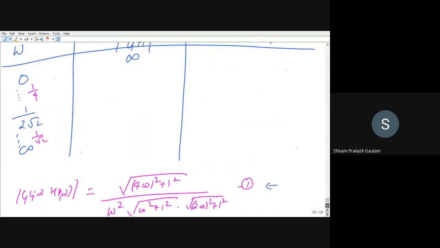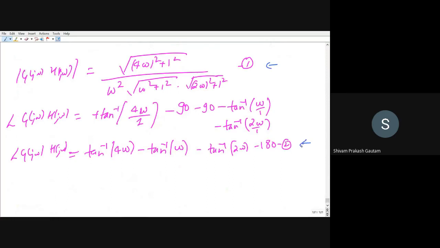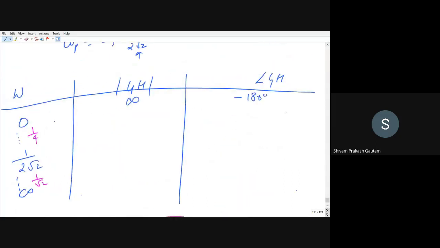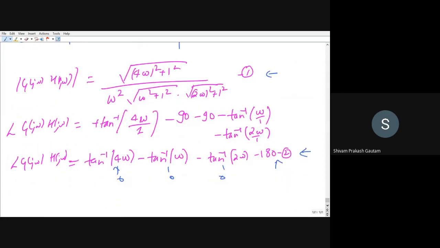If you substitute omega is equal to 0 in the phase expression, this is expression number 2, this will be 0 degree, this will be 0, this will be 0. The only term we are having is minus 180 degree. Phase is minus 180 degree at omega is equal to 0. Now substitute omega is equal to 1 by 4. If you substitute omega is equal to 1 by 4 in equation number 1, you have to calculate the magnitude.